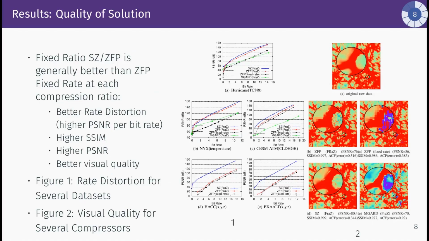Now we also want to talk briefly about the quality of the solution. So fixed ratio FRaZ and ZFP are generally better than ZFP's fixed rate mode. Remember, fixed rate is the alternative method for achieving a particular compressed size that is not error bounded. And what we find is that we have a better rate distortion as shown in figure 1 on this slide, as well as a higher SSIM, a higher PSNR, and a higher visual quality, which you can see in figure 2.